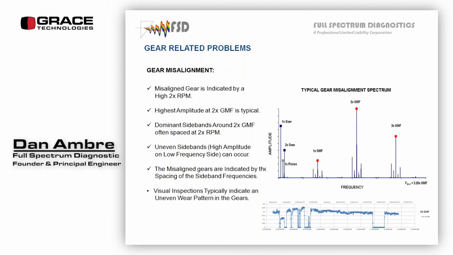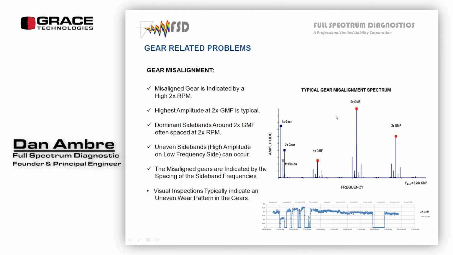This is gear misalignment, and you don't see this a whole lot. I've seen it a few times over the years. This is a set of data from 2 times gear mesh, and we'll get to that in a second. This is what you should see. You should see a high 2 times gear mesh. You should see some sidebands, and the lower frequency side should be higher in amplitude than the higher frequency side. Not in all cases, but it usually occurs that way.